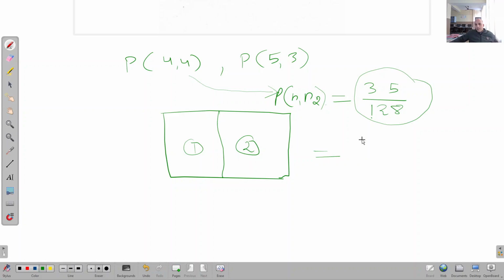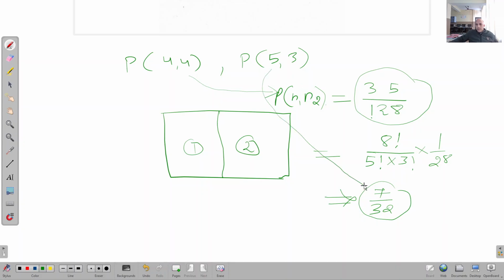Now in case of 5-3 case, what is n? N is again 8 factorial divided by 5 factorial into 3 factorial. Clear? Into 1 upon 2 raised to power 8. Clear? So when you will solve it, again you will arrive at the result after simplification 7 divided by 32. So this is the probability of getting this macro state, right?